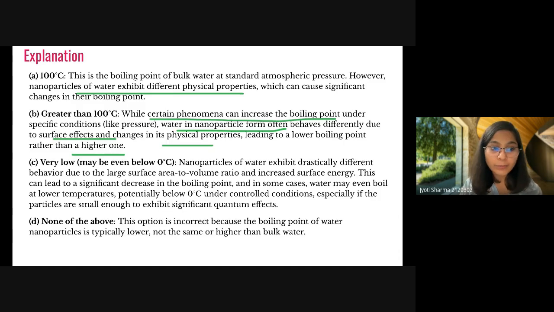And this one is the right answer, that is very low, and none of the above is not the correct answer. So very low. Nanoparticles of water exhibit drastically different behavior, and this can lead to a significant decrease in the boiling point. Okay, so that's why C is the right answer.